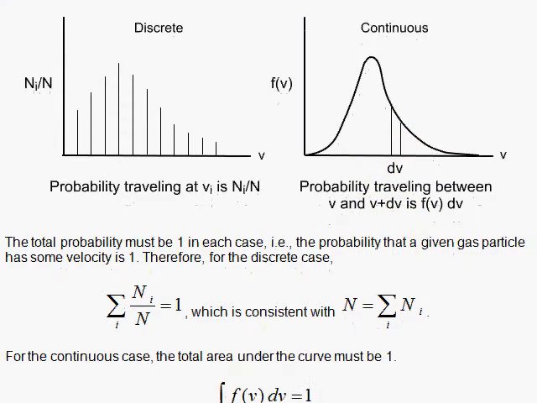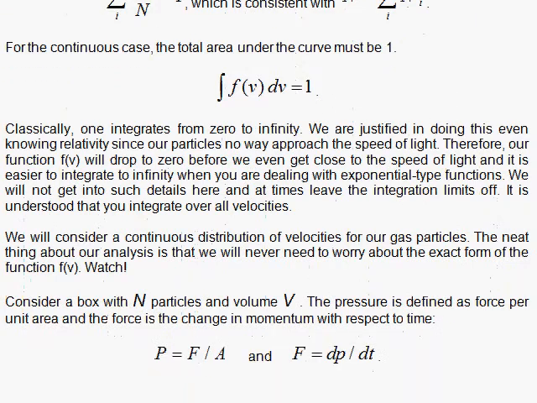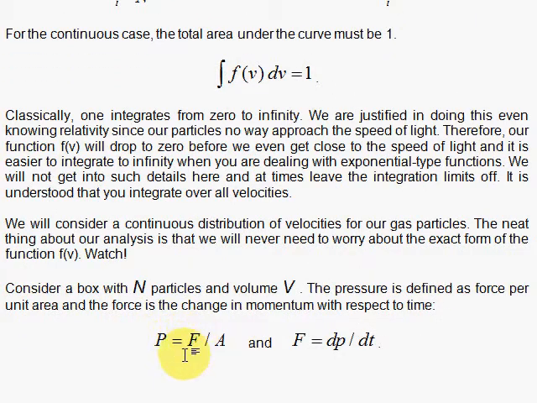When we look at all the probabilities, this integration must give 1. The area under the curve must be 1. And this is understood here to have the limits of integration to cover all of your velocities. We will also need that the pressure is defined as the force per unit area, and the force is also equal to the change in momentum with respect to time. That's Newton's second law, a form of F equals ma.